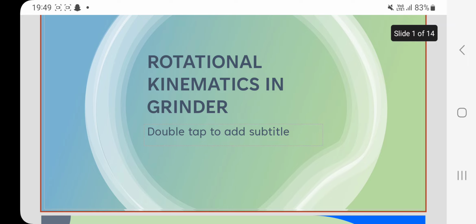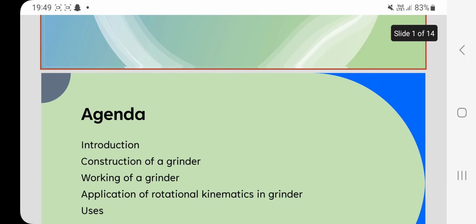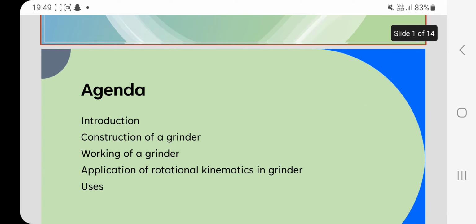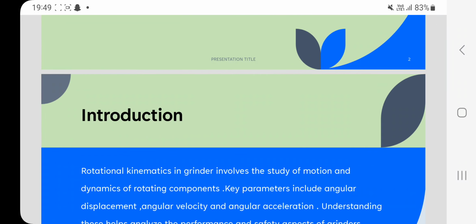Rotational kinematics in grinder. The agenda of the topic is introduction, construction of a grinder, working of a grinder, application of rotational kinematics in grinder and its uses. So let's start with introduction.